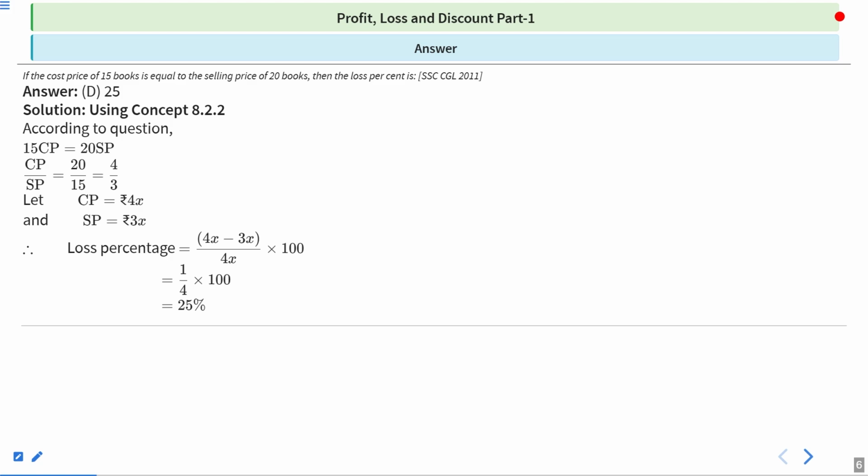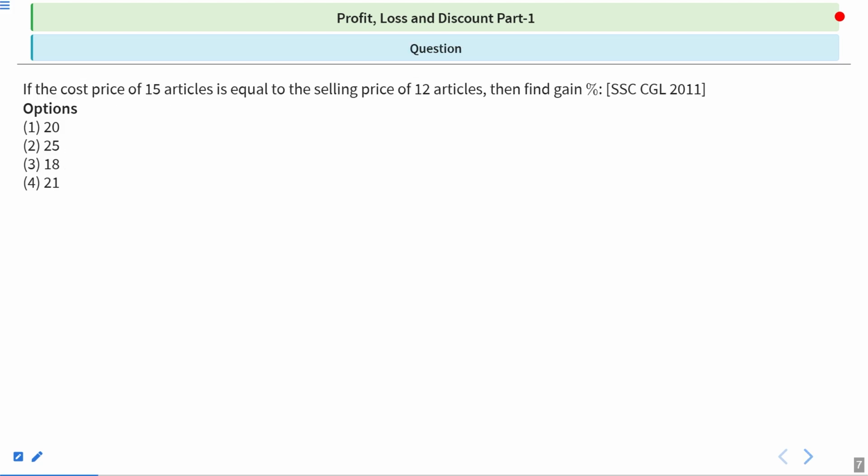Next one. If the cost price of 15 articles is equal to the selling price of 12 articles, then find the gain. This question was asked in the SSC CGL 2011 exam. Now there are four options. A is 20%, B is 25%, C is 18%, and the fourth one is 21%. Now you have 10 seconds to solve this question. Your time starts now.